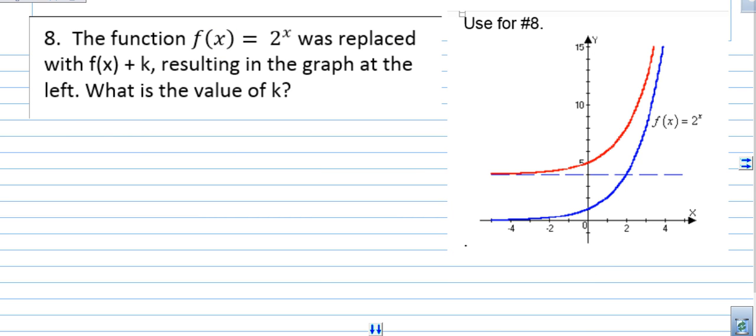Number 8 works very much the same way. This one we provide you with the actual equation over here, and we give you the graph of the original function. So if we look at the y-intercepts, it originally went through 1, and now it goes through 5. So it goes up from 1 to 5, and so that means it added 4. So the k value here is 4, and if you look at the asymptote that they've already drawn, right there, what's its value? It's also 4. So the answer for question number 8 is 4.